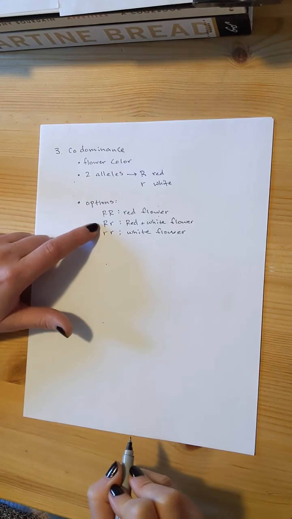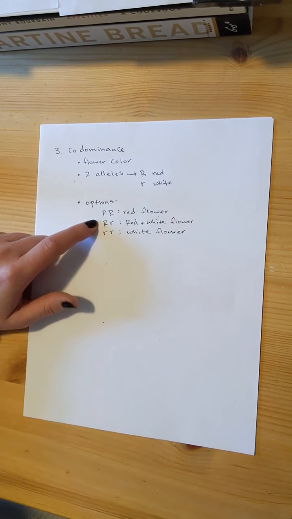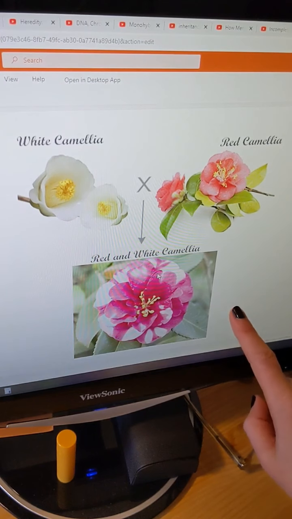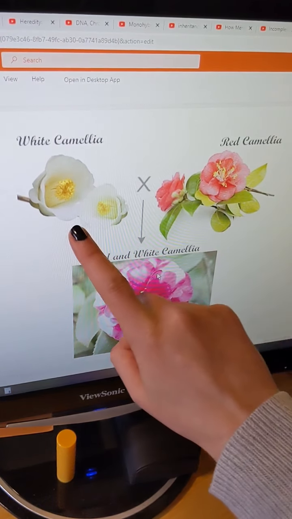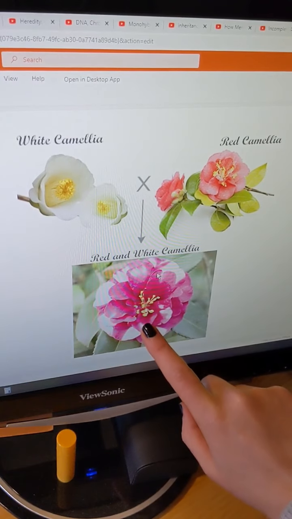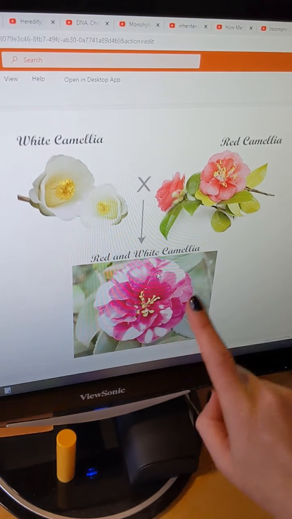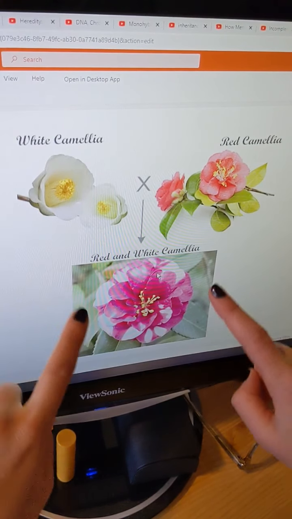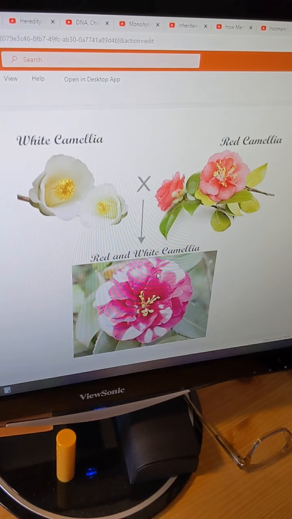Which, have you ever seen that? Would you like to see it? Alright, now you're looking at my computer screen, and we took a red camellia and a white camellia, and we bred them together, and instead of just expressing one of the phenotypes of the parents, you end up with red and white flowers, which is just so cool. Here's another example.